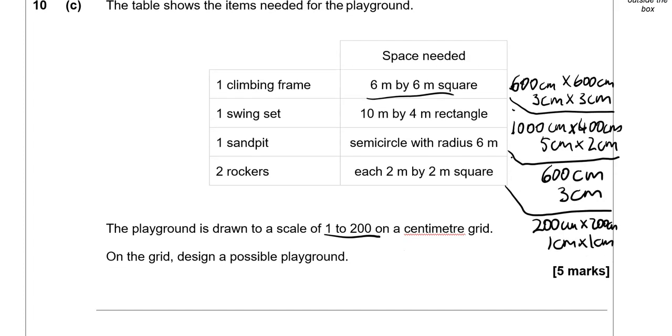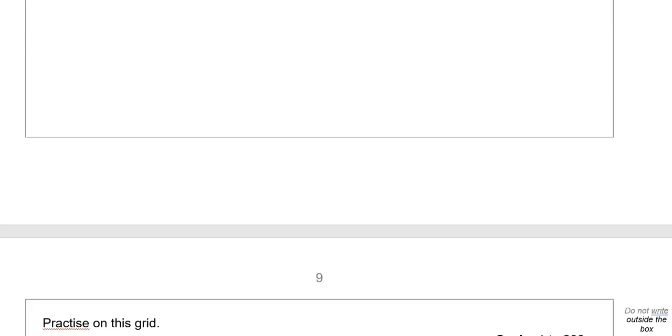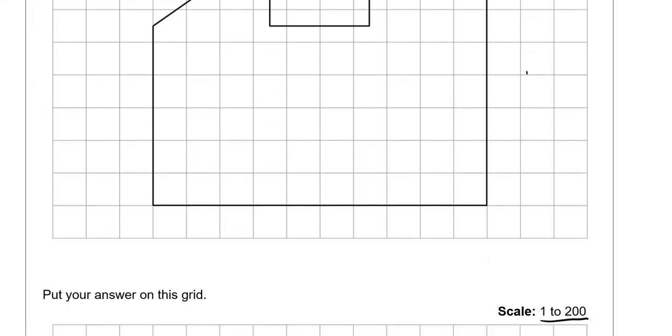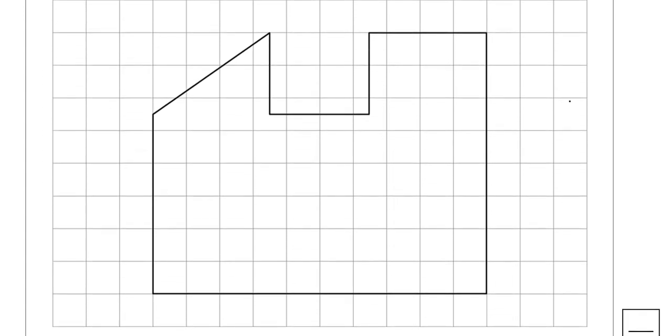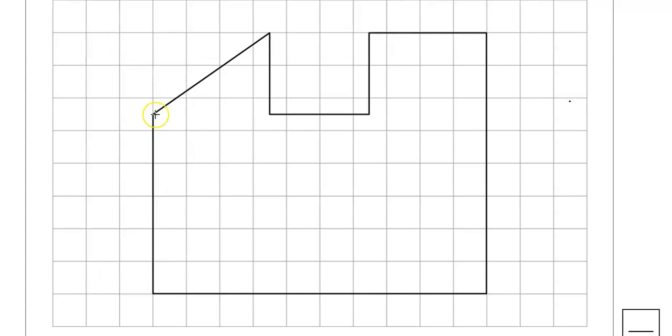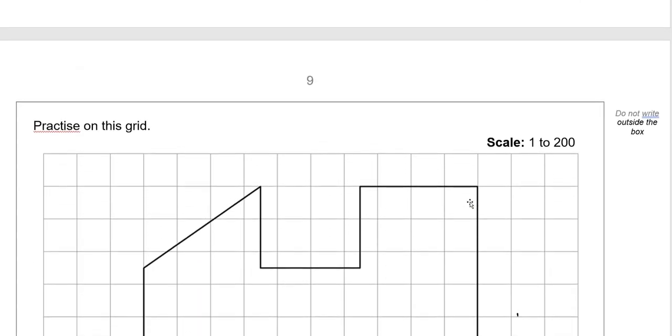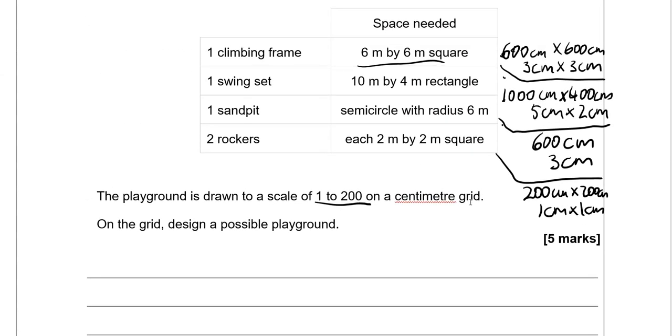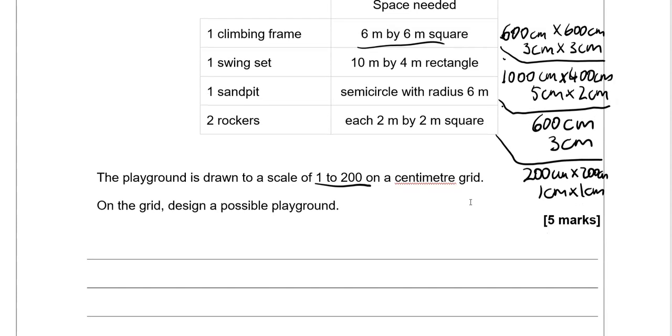So let's start with the climbing frame, 3 centimeters by 3 centimeters. Because each of the squares has dimensions of 1 centimeter by 1 centimeter. So this would be a climbing frame. Let's do now the swing set, which is 5 centimeters by 2 centimeters.